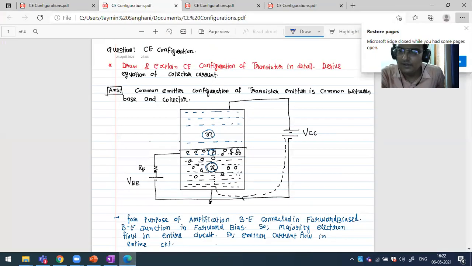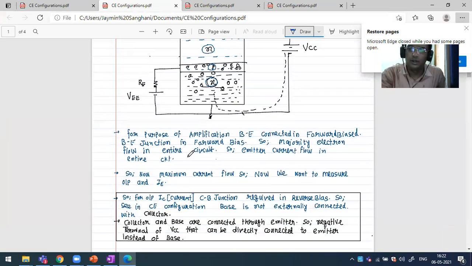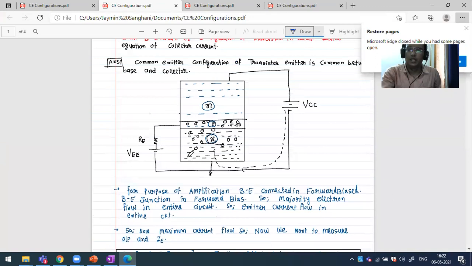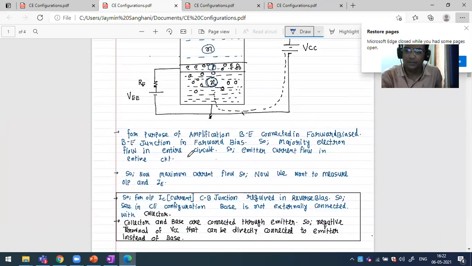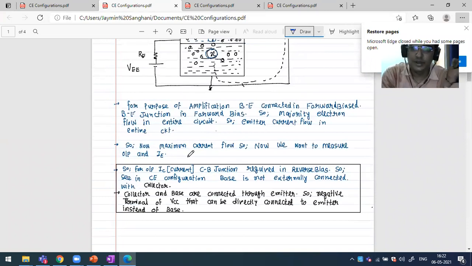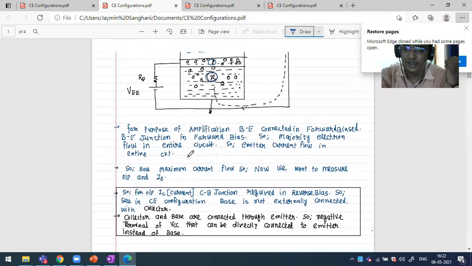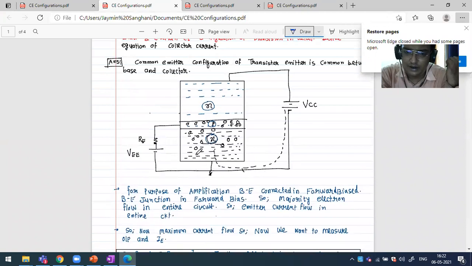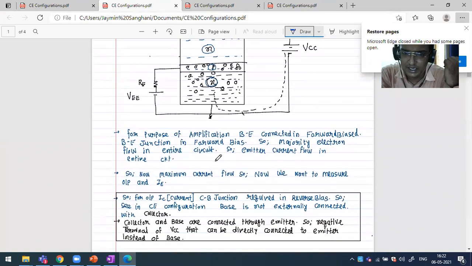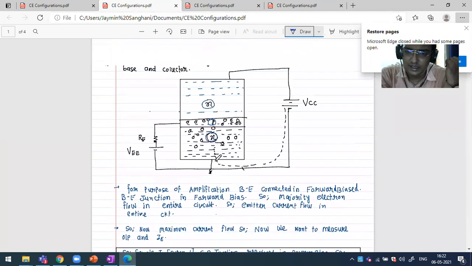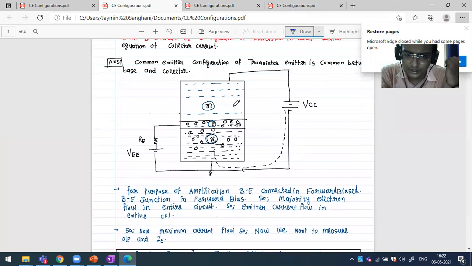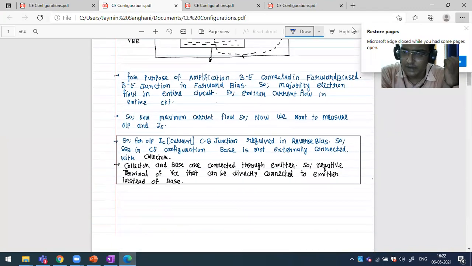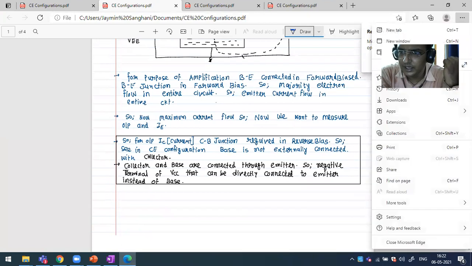So now see, I want to read this particular question from this material. For the purpose of amplification, the base emitter junction is connected in forward bias. So majority electrons flow in the entire circuit. See this, how the majority electrons flow. So now maximum current flows. Now we want to measure, just wait.